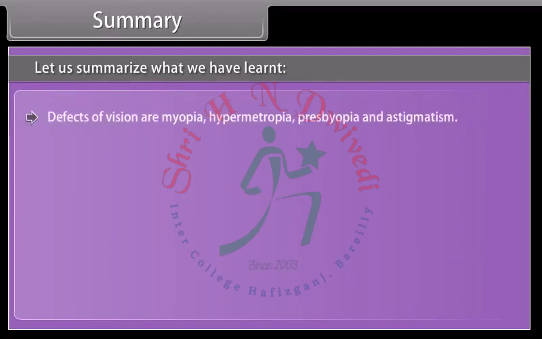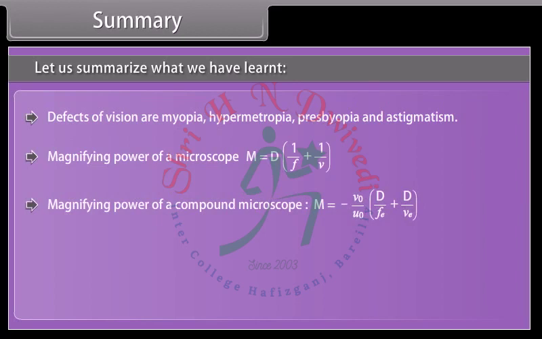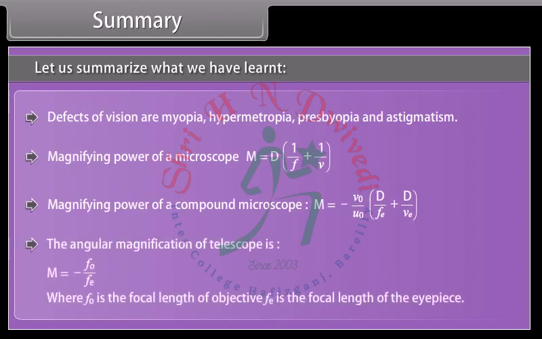Defects of vision are myopia, hypermetropia, presbyopia, and astigmatism. Magnifying power of a microscope, m is equal to d into (1 upon f plus 1 upon v). Magnifying power of a compound microscope, m is equal to minus v0 upon u0 into (d upon fe plus d upon ve). The angular magnification of telescope is m is equal to minus fo upon fe, where fo is the focal length of objective and fe is the focal length of the eyepiece.